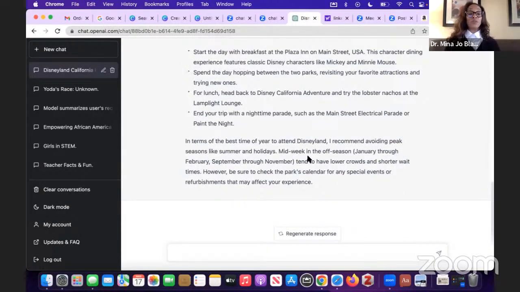And then it said, in terms of the best time of year to attend, I recommend avoiding peak seasons like summer and holidays. Midweek is the off season, January through February, September through November. Those tend to have lower crowds and shorter wait times. However, be sure to check the park's calendar for any special events or refurbishments that may affect your experience.